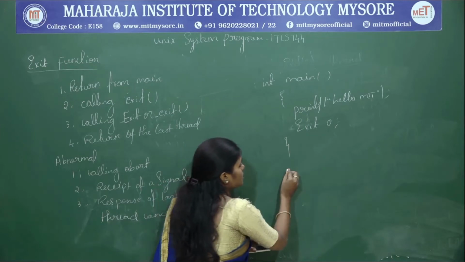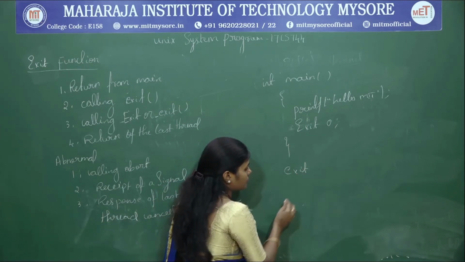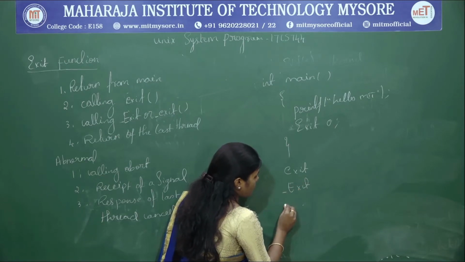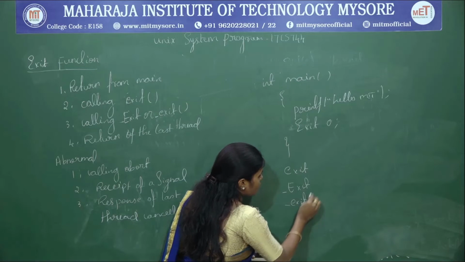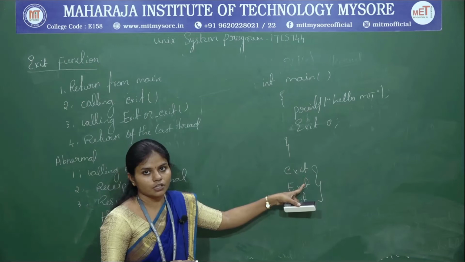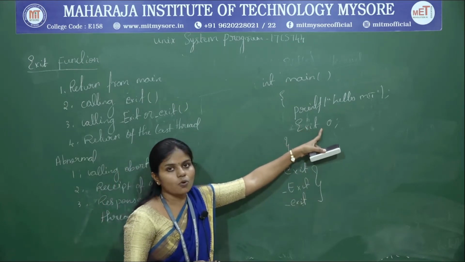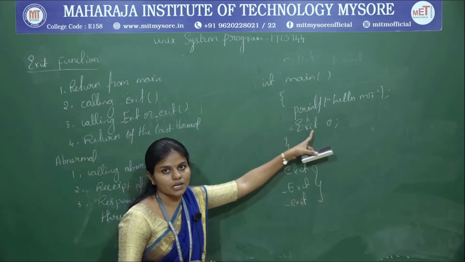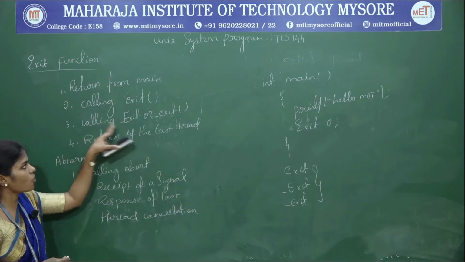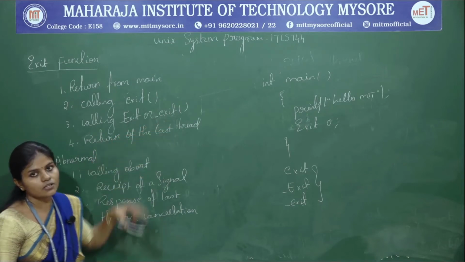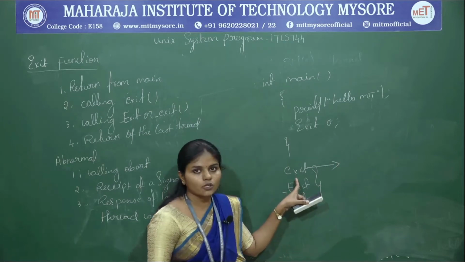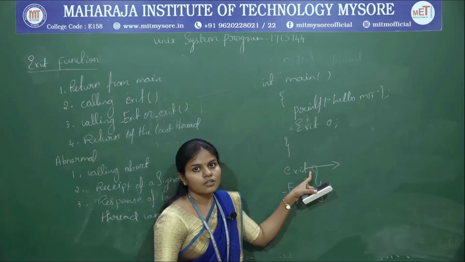The first one is just exit, then capital letter _Exit, and next underscore small letter _exit. So these are the three different ways we can make use of the exit function, right? Exit(0) terminates the process normally. So what is the difference between calling exit, calling _Exit, and _exit?